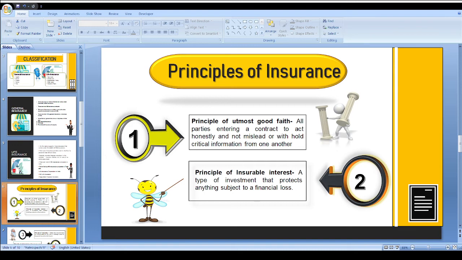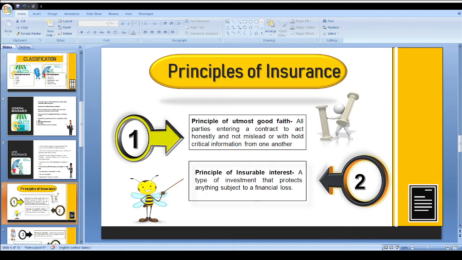First, all the documents related to the policy should be written in proper form, and no insurance company can force you to take insurance from them only. Apart from this, all parties entering a contract should show their honesty. There will be no fraudulent activity from either side, from the insurance company or from the insured person, and neither will mislead or withhold critical information from the other.